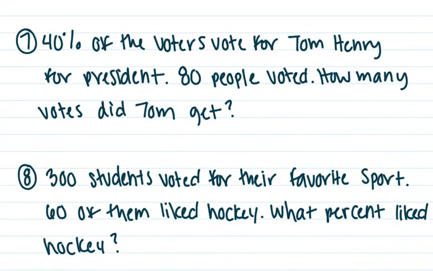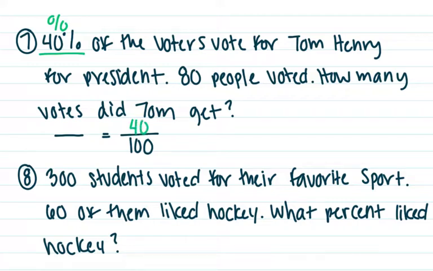Let's do a couple more word problems. It says 40% of the voters vote for Tom Henry for president. 80 people voted. How many votes did Tom get? So again, we are setting up a percent proportion. We're looking for a part, a whole, and a percent. I see that percent immediately right there, so that goes over 100.